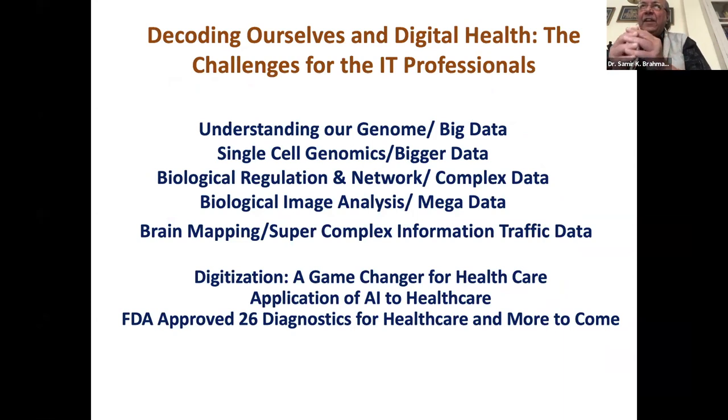Just imagine if you have every patient's phenotype, every patient's biological, biochemical information, every patient's status of antibody and their antigen value, just imagine what a massive data set that will be to understand. And you know, we have to appreciate that in 200 days, how much science has happened on COVID, from discovery to sequencing to do all this, in such a short time. So then I'm sure the biggest challenge of the next generation is brain mapping, super complex information, traffic data, biological image analysis, which is already happening. It's mega data.